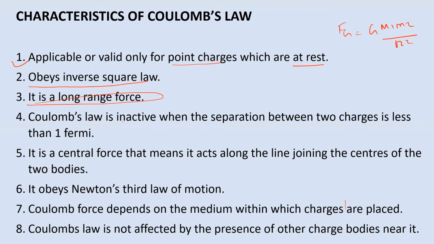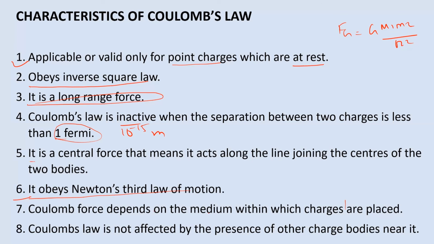Next, Coulomb's law is inactive when the separation between the charges is less than 1 Fermi. 1 Fermi means 10 to the power minus 15 meter. If the two charged bodies are at a distance less than 1 Fermi, then there will be no Coulomb's law. Clear? Next, it is a central force, because the force acts along the line joining the two centers, as we have already seen in the definition. It also obeys Newton's third law of motion. We will see in Coulomb's vector form how it obeys the third law, but for now remember that Coulomb's law obeys Newton's third law of motion.